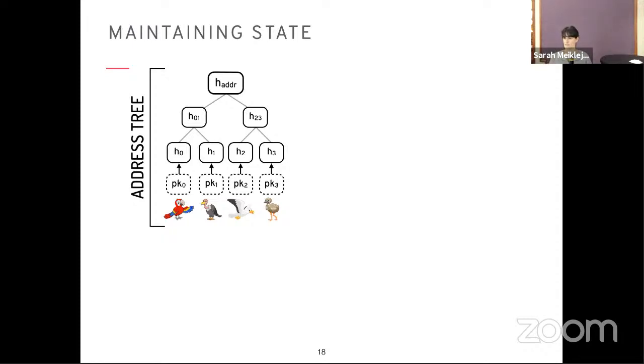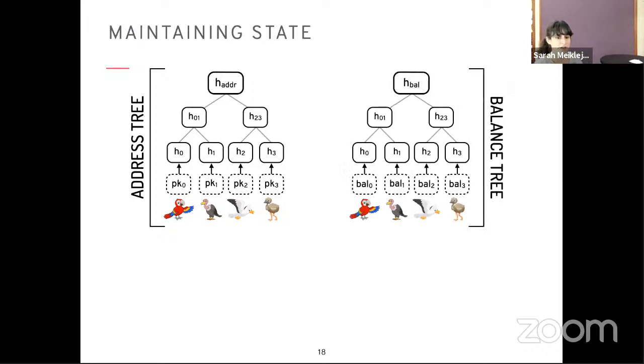And the first data structure we're going to consider is what I'm going to call an address tree. So this is just like a Merkle tree, where the leaves are the public keys of each of the participants in the system. Okay, so that's what that looks like. And then we're going to have another tree that we call a balance tree.